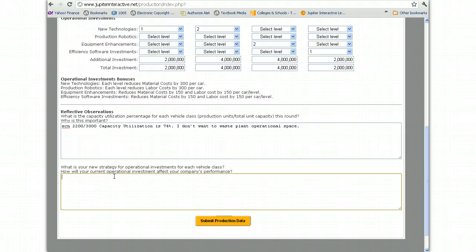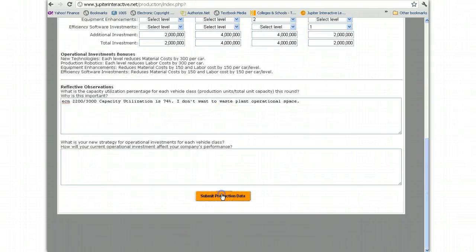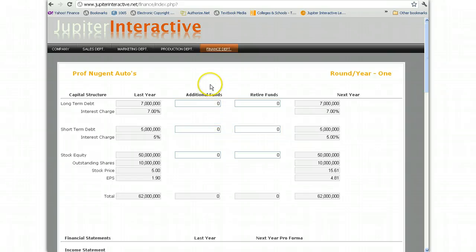So here again, I'd write I'm buying one level of new technologies that will give me a $300 reduction in material costs for next round, and that $300 reduction should help boost my profit margins and make my company overall more profitable. Something along those lines. I do this for each car class, of course, and fill this in, and then be done with production. Submit that, and now to the finance.